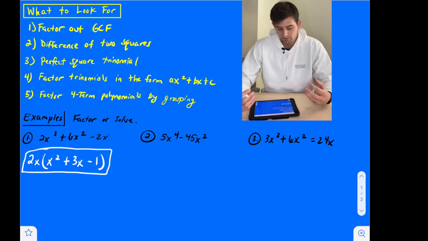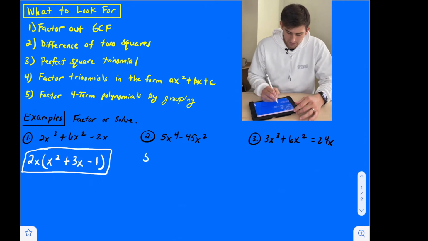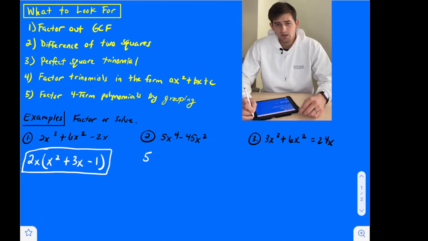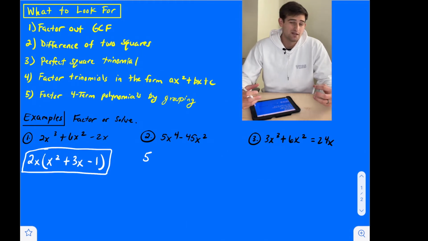For number 2, now we have 5x to the 4th power minus 45x squared. If we notice, we have a 5 and a 45. Those are both multiples of 5, so we can factor out at least a 5. But then we have x to the 4th and x squared. So let's try and factor out the greatest common factor. Let's factor out 5x squared.